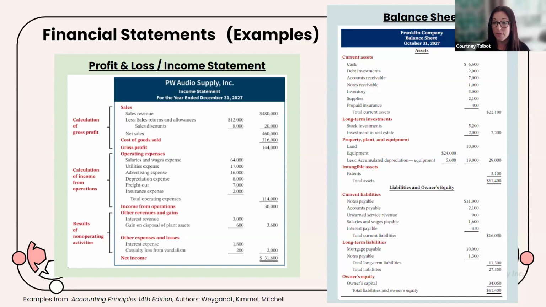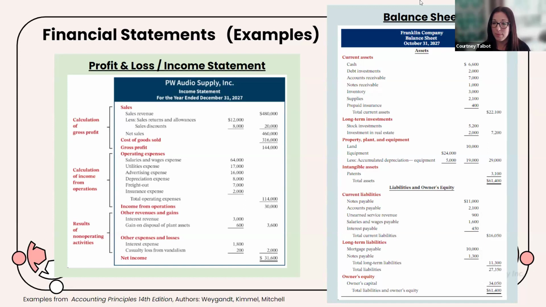And then notice they also have some property, plant, and equipment, and also some intangible assets. Intangible assets are going to be things like patents, intellectual property, things that cannot actually be touched or felt.